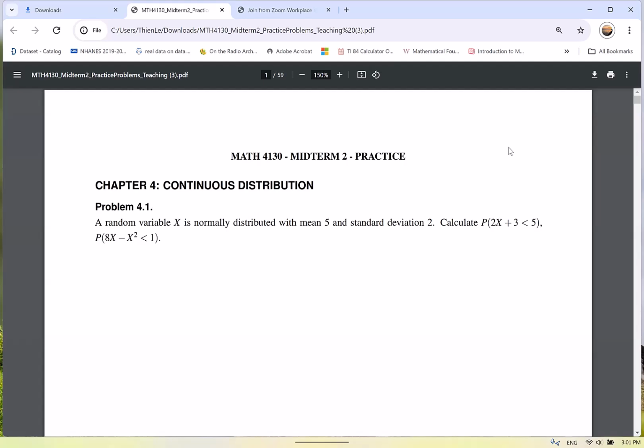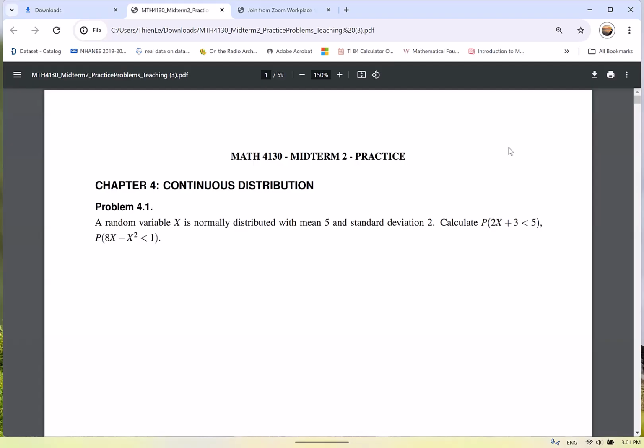So please make sure you have time accordingly for each problem, especially for the applied problem. Often it'll be easy. You just follow the steps closely. You should be able to handle it.